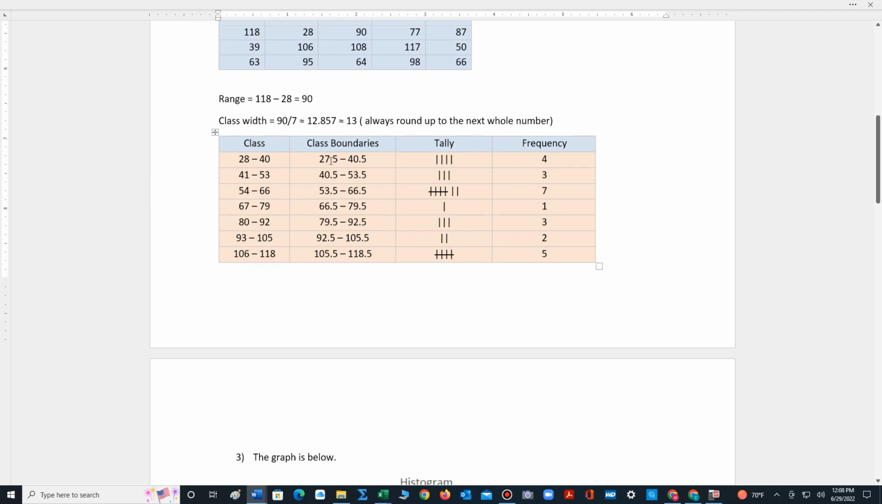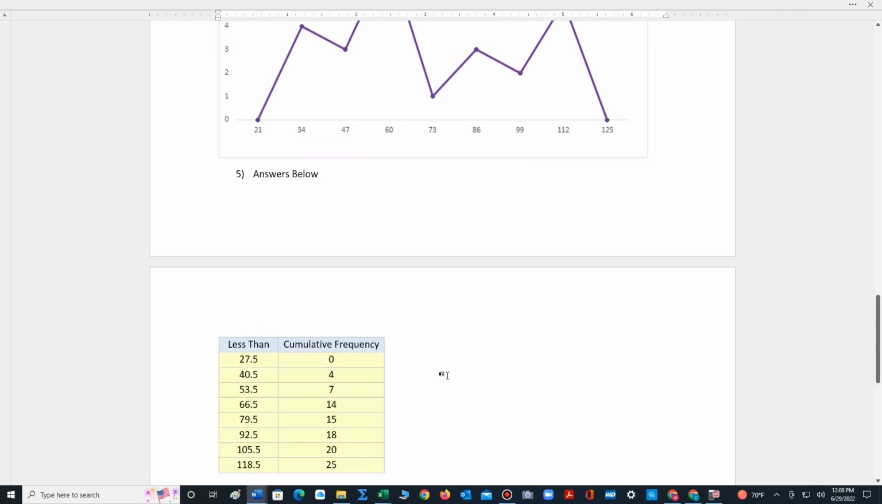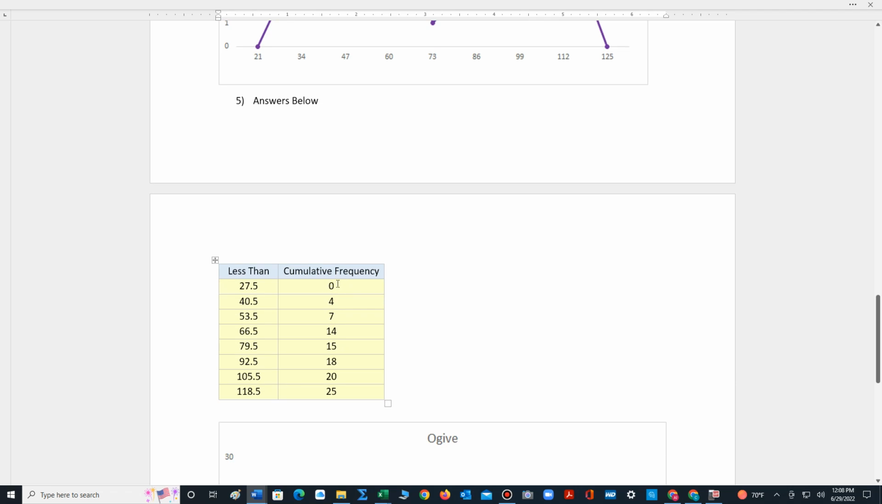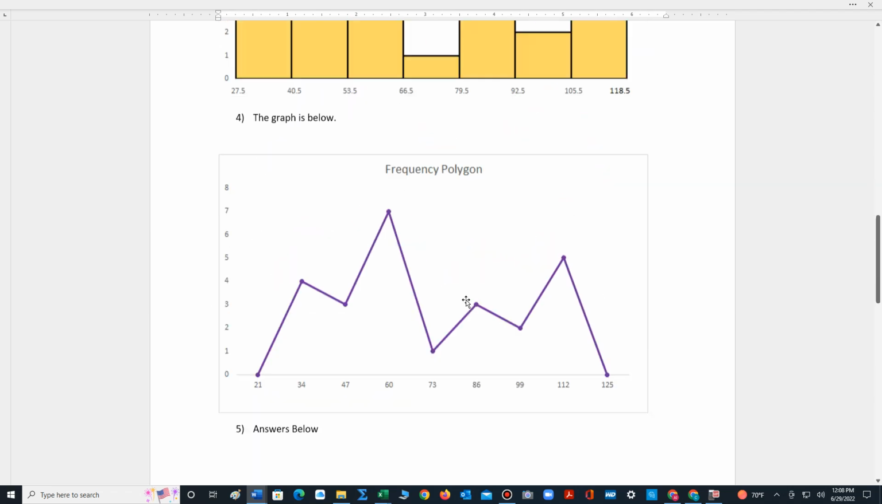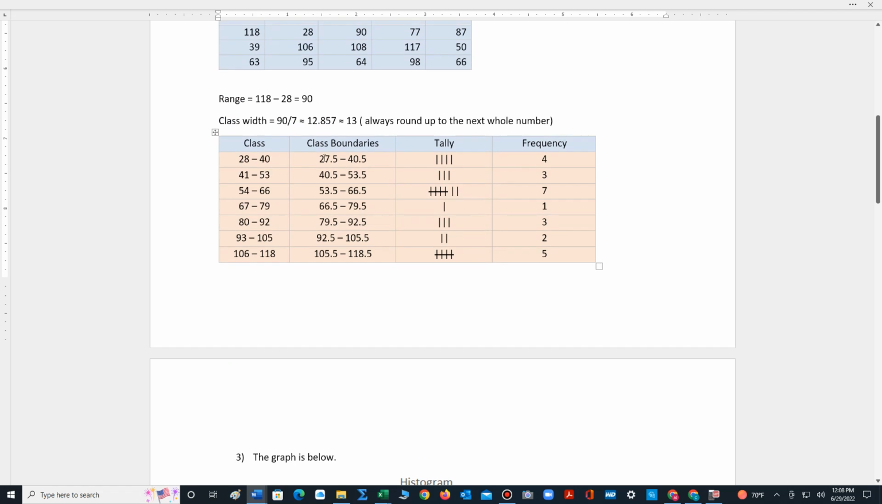Remember, the cumulative frequencies are the sum of all the frequencies that precede this limit. Well, there are no frequencies that precede that limit. So the starting point is always 0 for any cumulative frequency distribution. Then we go down to 40.5. The only frequency that precedes it is 4, so that's our next value. Then we go down to 53.5. There are two values that precede it. We add them together, so 4 plus 3 is 7.